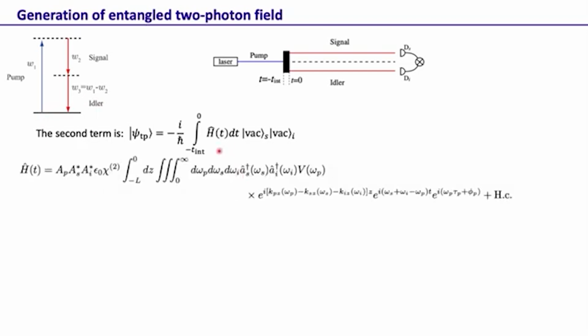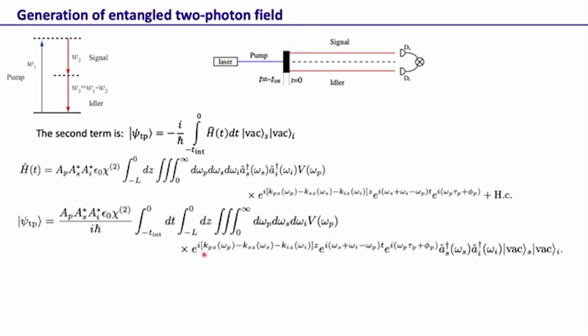Now we have already derived the Hamiltonian for this a few slides back, and that is the expression that we have here. So the 2-photon state that gets produced at the exit face of this crystal or the nonlinear medium is given by this expression, this long expression.